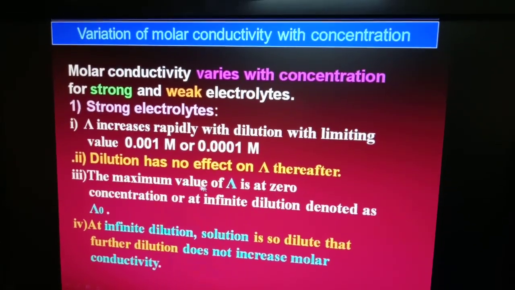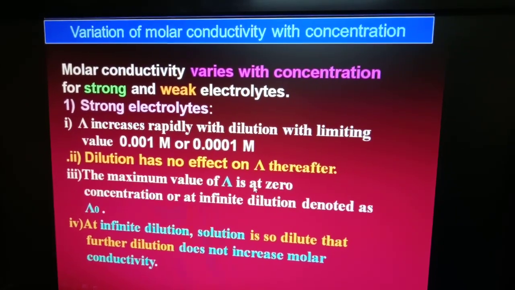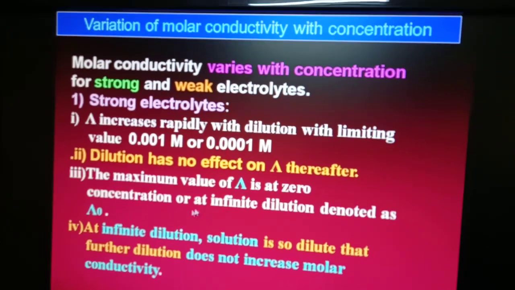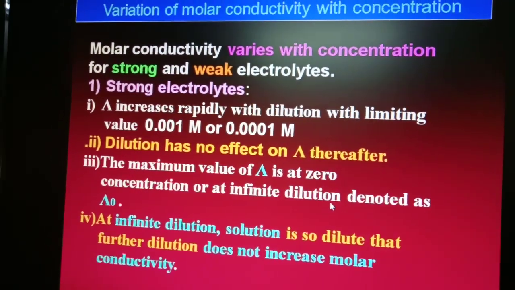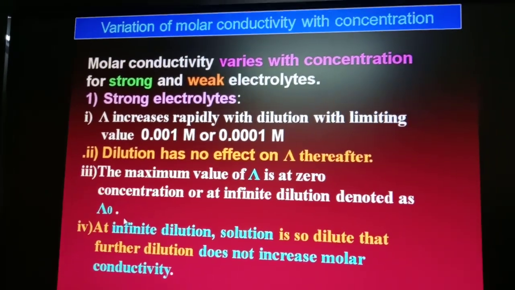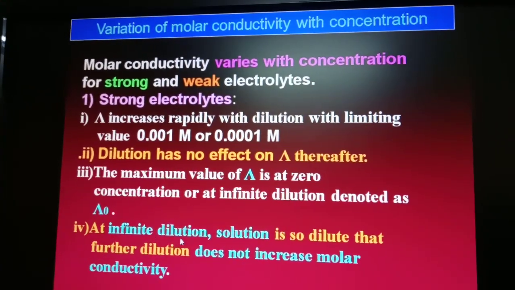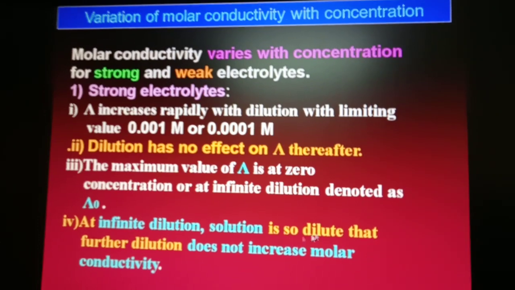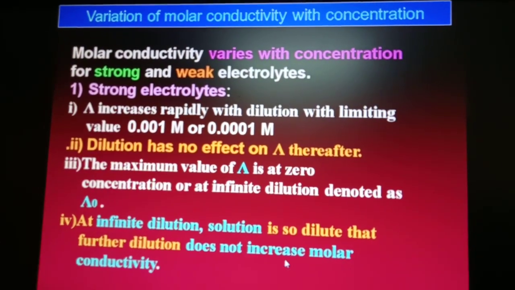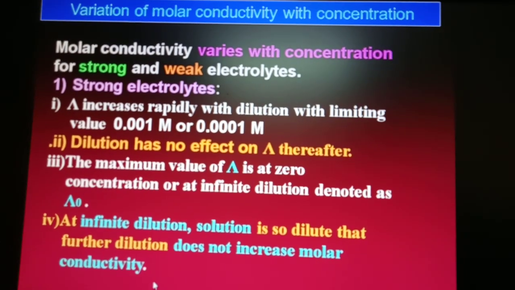The maximum value of molar conductivity is at zero concentration or at infinite dilution, which is denoted as lambda 0. At infinite dilution, the solution is so dilute that further dilution does not increase the molar conductivity.